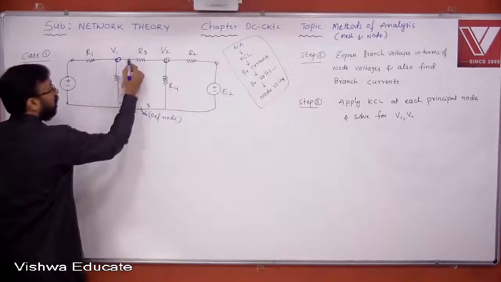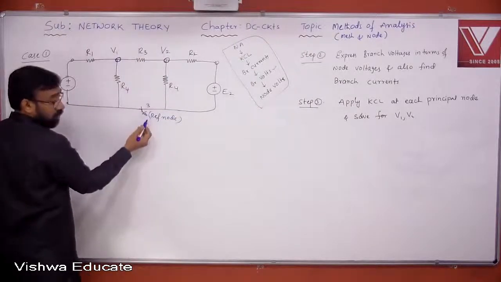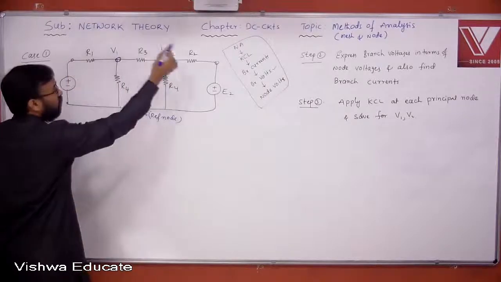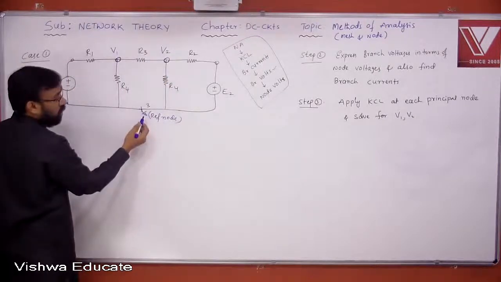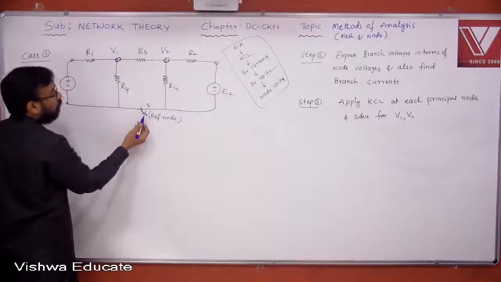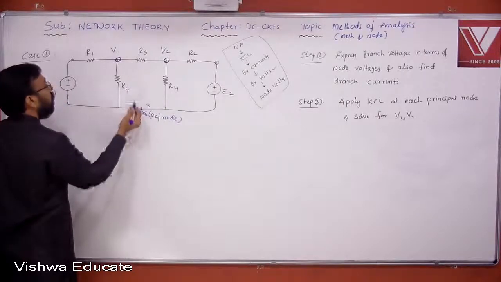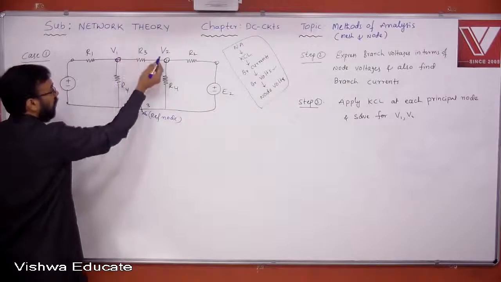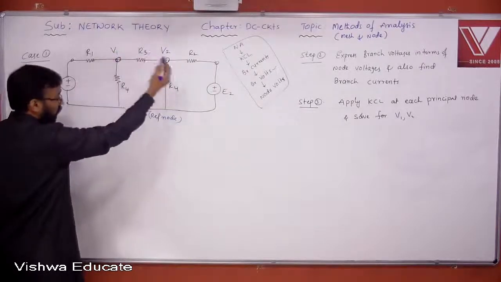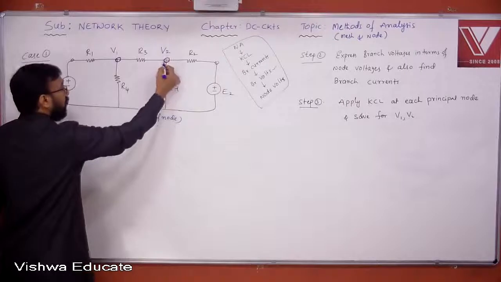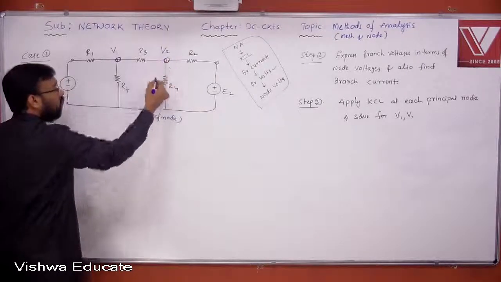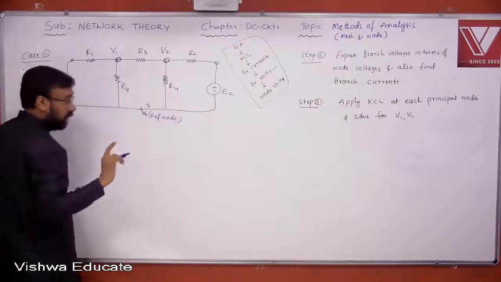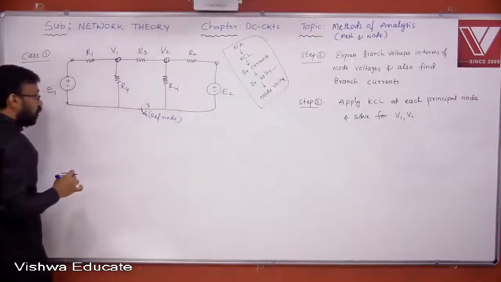First assumption, V1, V2 are greater than this reference node voltage. Not only V1, V2, but also every node voltage is assumed to be at higher potential with respect to the reference node. Next. When you apply KCL at first node, the first node voltage is predominating over the second node voltage and also other node voltages. Similarly, when you apply it at the second node, the second node voltage is assumed to be predominating over other node voltages. That's it. Okay. It's a very important assumption.